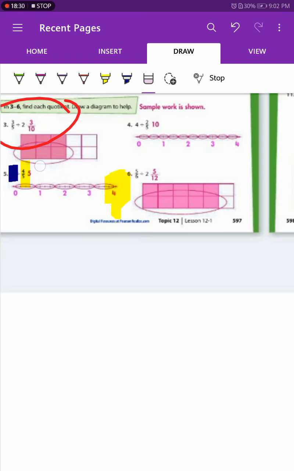Okay, see this number, the dividend, we get it all the time from here, the length of the number line.